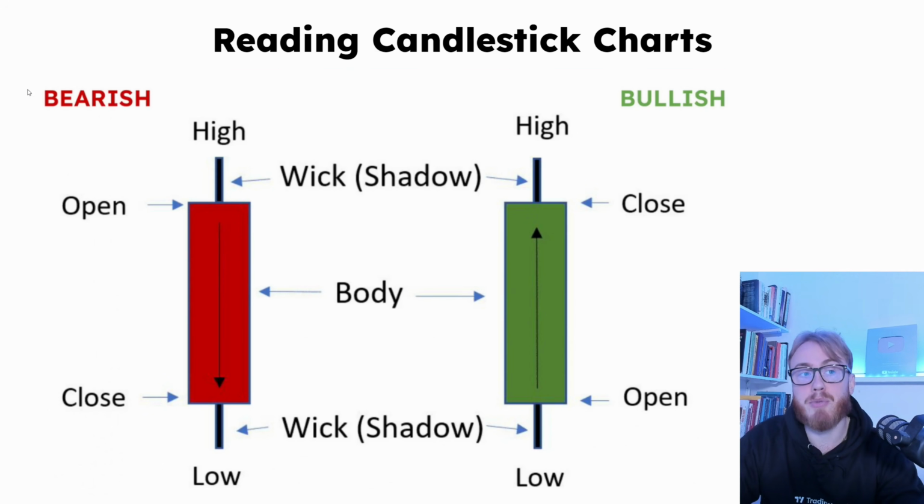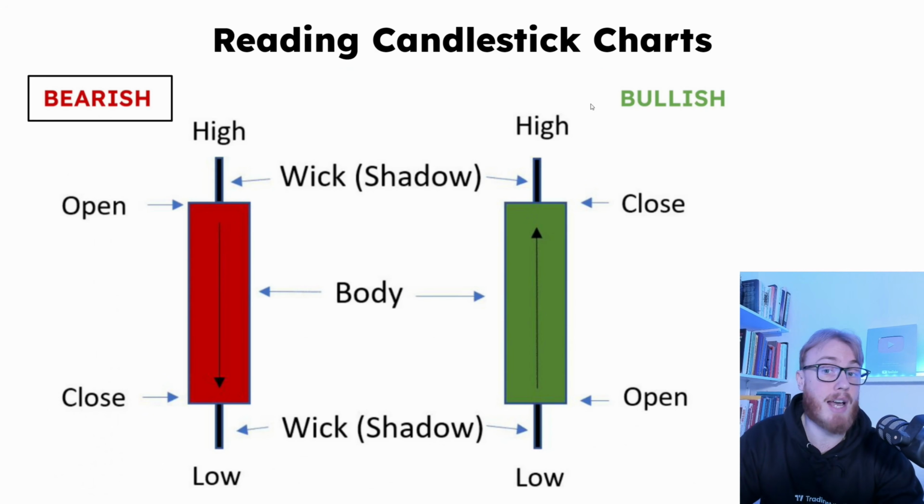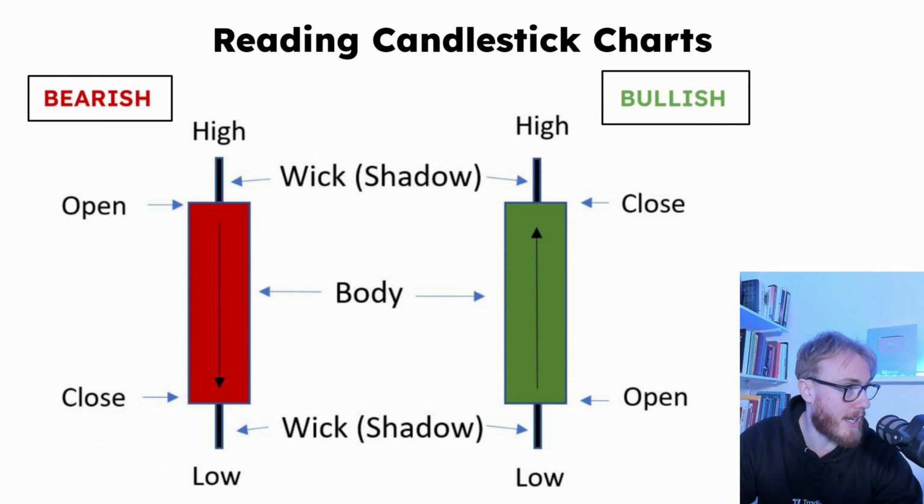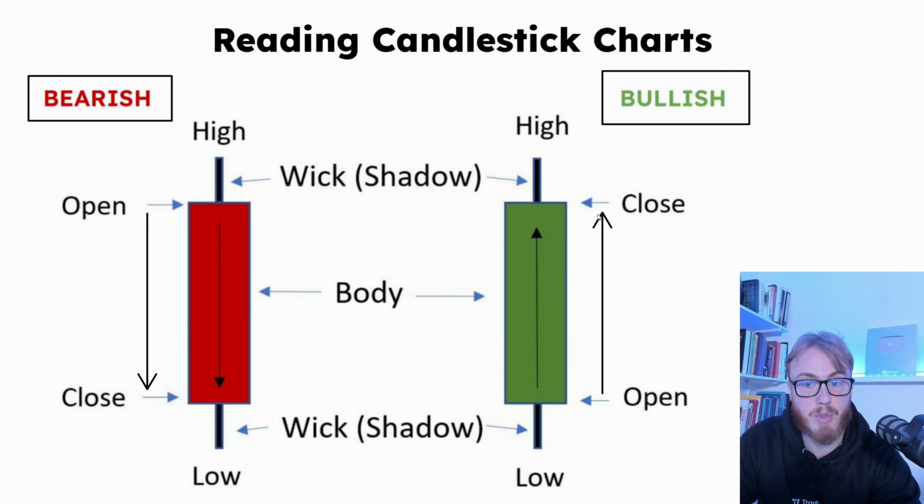First of all, we have a red candle, which is also called a bearish candle, and we also have a green candle, also known as a bullish candle. A red candle basically means that during the candle, the price was going down. And a green candle basically means that during the candle, the price was going up. But now you might of course wonder, how long is a candle?